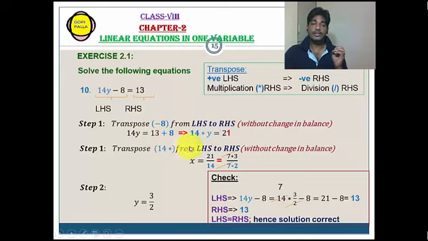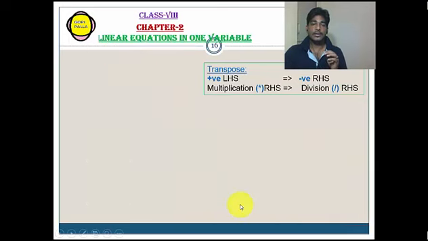Similarly, the next step: 14y is equals to 21. So here 14 into y. If you send 14, which is multiplication, from left hand side to the right hand side, it will become division, 21 by 14. So y is equals to 7 into 3 by 7 into 2, 7 gets cancelled, and y is equals to 3 by 2. And the checking, we should substitute y on left hand side, and we should compare with the right hand side value. If both are same, the solution is correct.